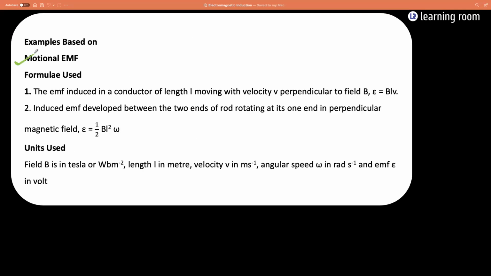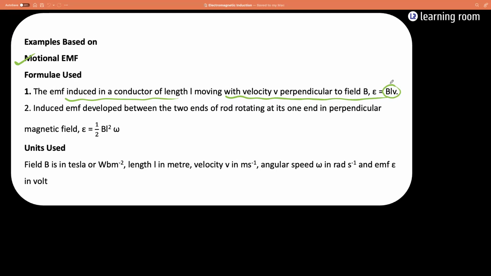So the next concept is based on motional EMF. The EMF induced in a conductor of length L moving with a velocity V perpendicular to the field is given as B into L into V. So what do you mean by motional EMF? When there is a motion of a conductor taking place in a uniform field, then there is an EMF induced, and its value is equal to B into L into V.